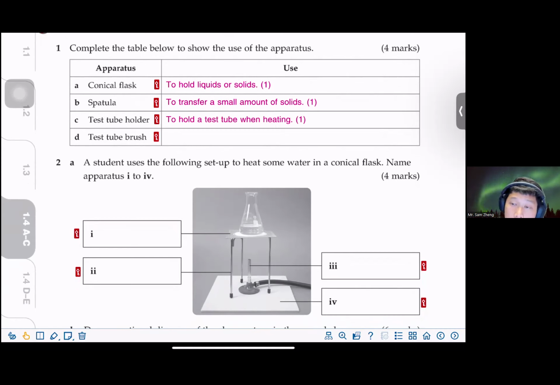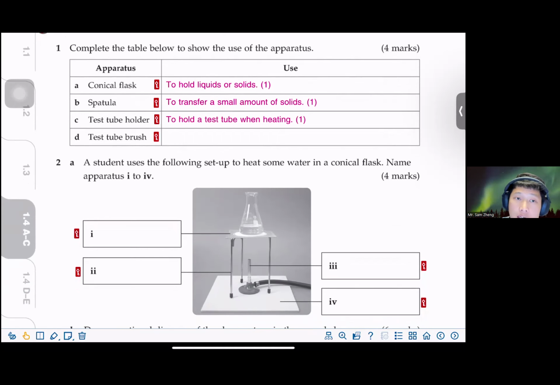This is very important because sometimes if we're not heating, we have no need to use the test tube holder. We can just gently use our finger to hold the test tube. But when we heat the test tube, it is quite hot. If we hold the test tube with our bare hand, it will be a big problem. So we use the test tube holder to hold the test tube when we are heating some solutions or some solid, etc.